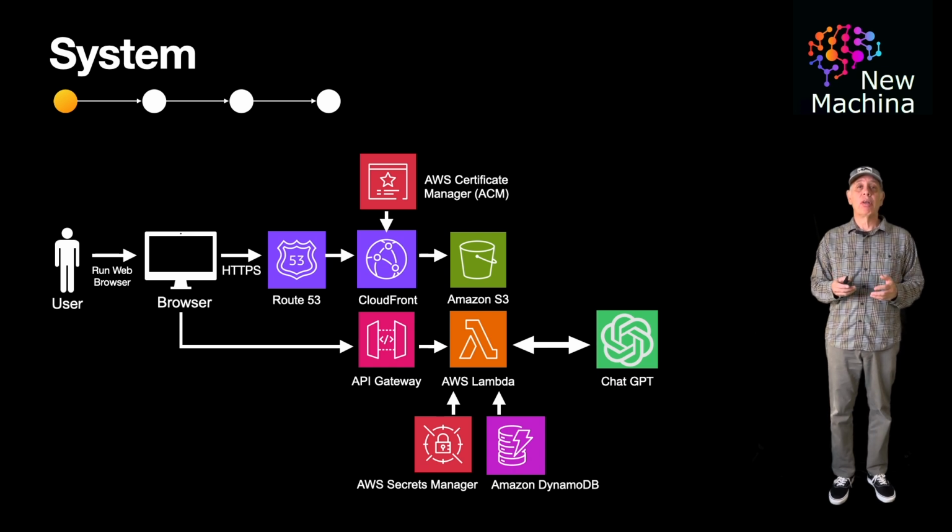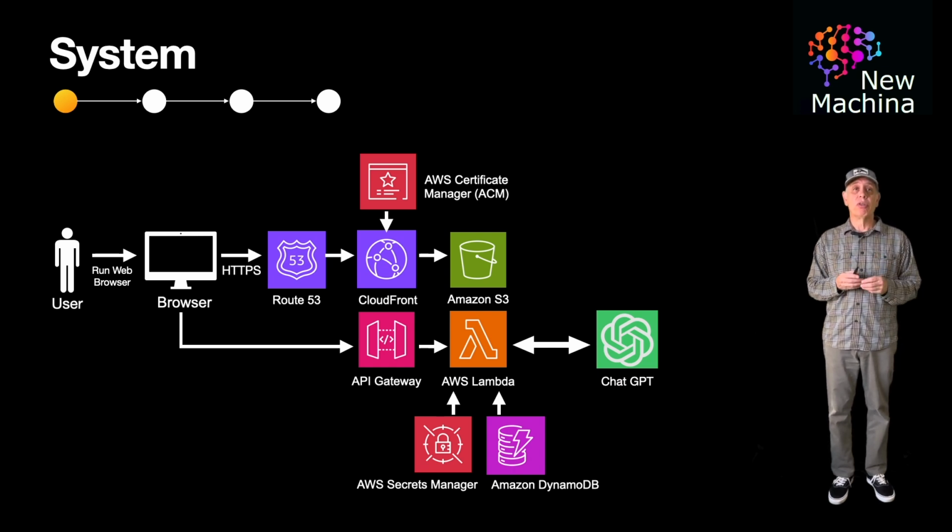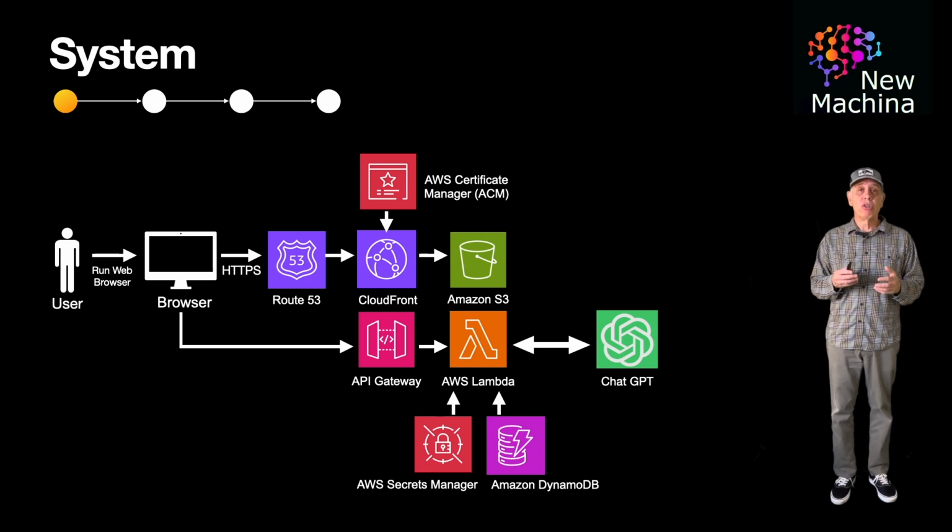Within Amazon CloudFront, I will create a CloudFront distribution. The CloudFront distribution will be configured with an origin pointing to the Amazon S3 bucket containing my web assets, which implement my web chat client. CloudFront will be configured to use an SSL certificate. I will create this SSL certificate using AWS Certificate Manager.